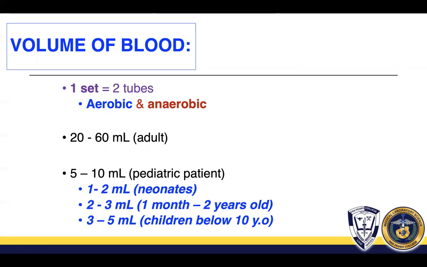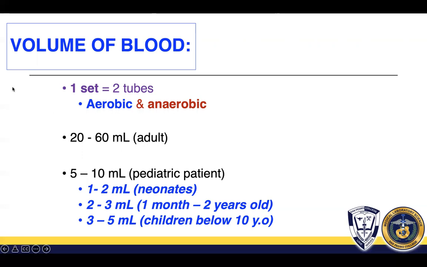Okay, so one set is 2 tubes, one aerobic and one anaerobic tube. You've seen that earlier in the video. For adults, one tube is 10 ml. So we need to collect at least one set, or 2 tubes. But it is best if you can go as many as 60 ml. That would be equivalent to 3 sets.